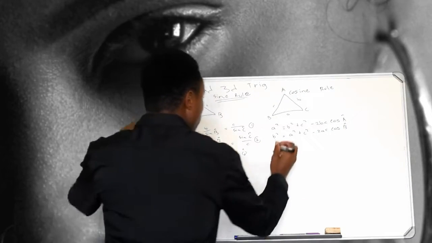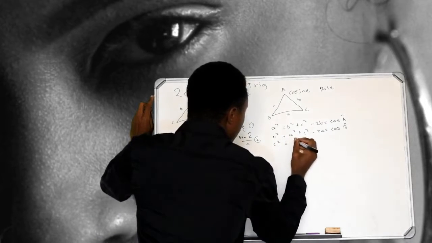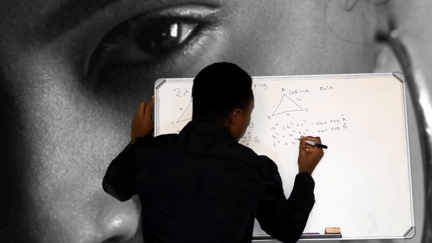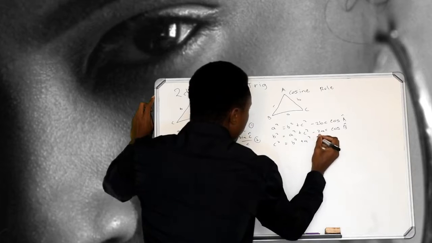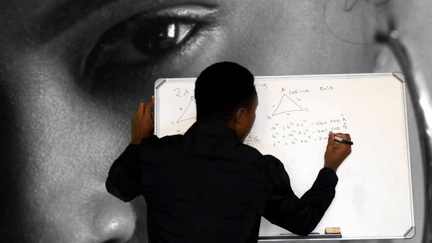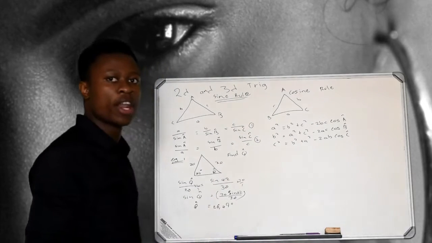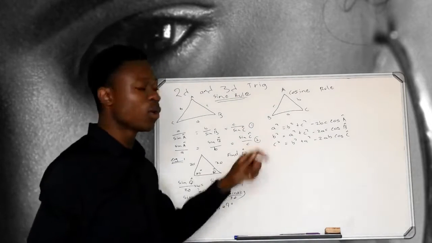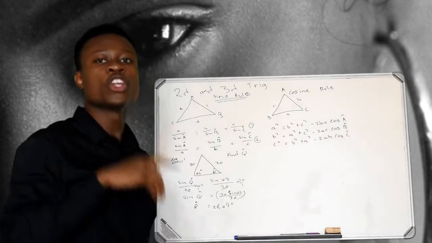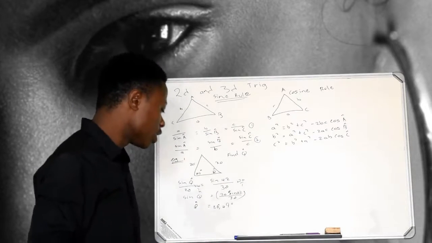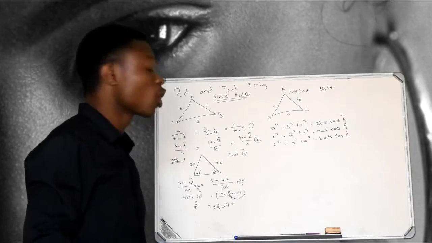The last variation is C squared, which is equal to B squared plus A squared minus 2AB cos C. I'm pretty sure by now you get the concept. You have to know either the opposite angle or the opposite side. So those are the variations of the cosine rule.